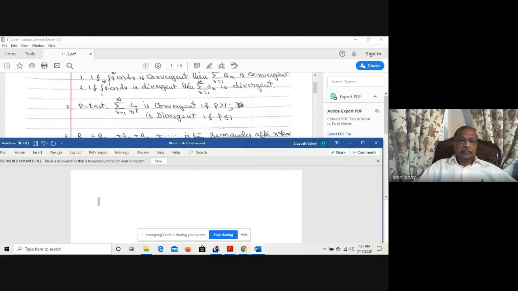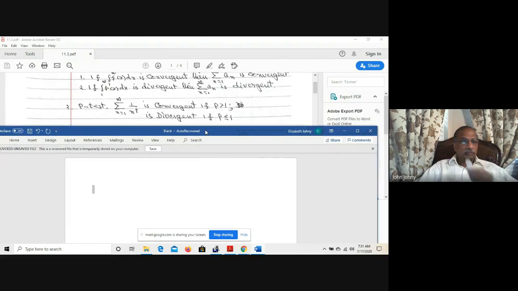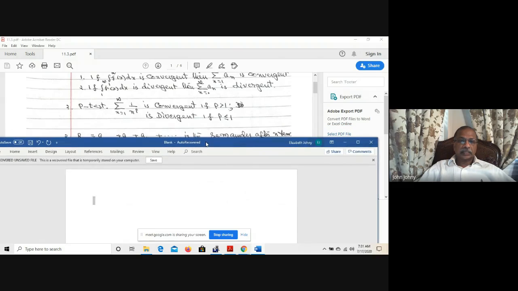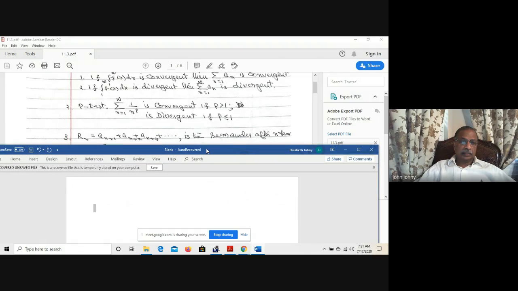And then there is a test called the p-test. You have seen this p-test in the integral section. So here is the p-test. The sum from n equals 1 to infinity of 1 over n to the p is convergent if p is greater than 1, and is divergent if p is less than or equal to 1.